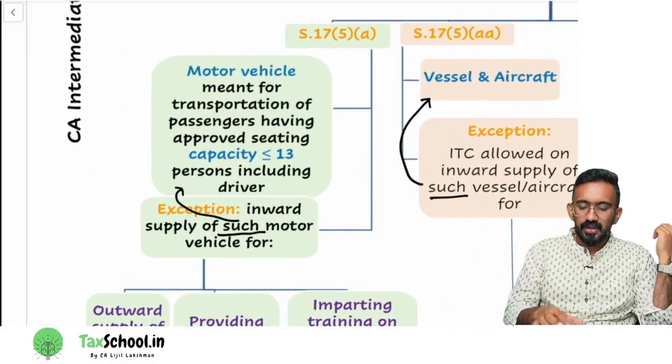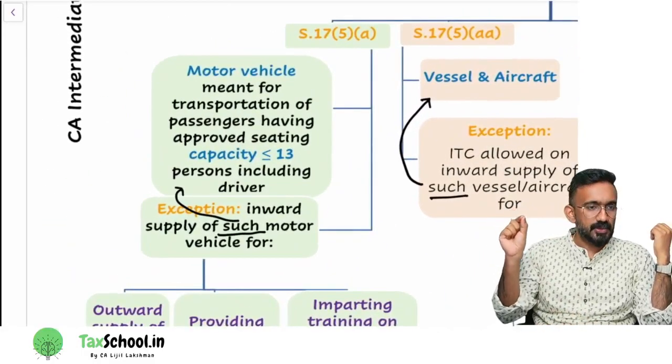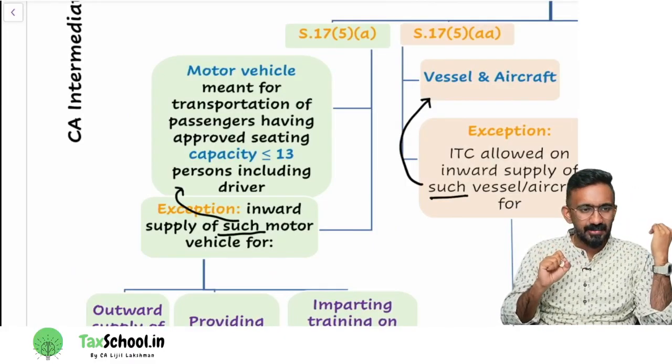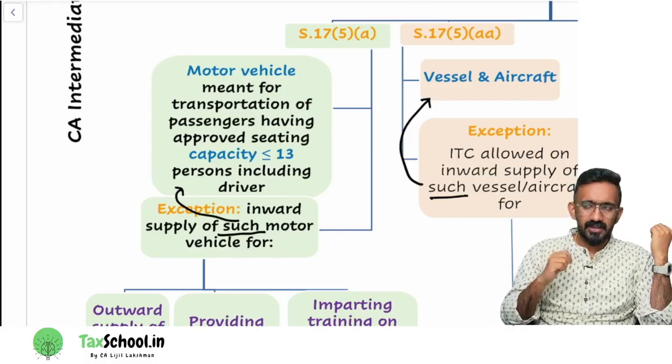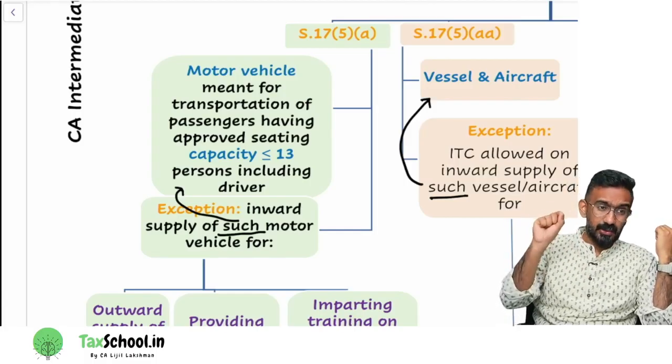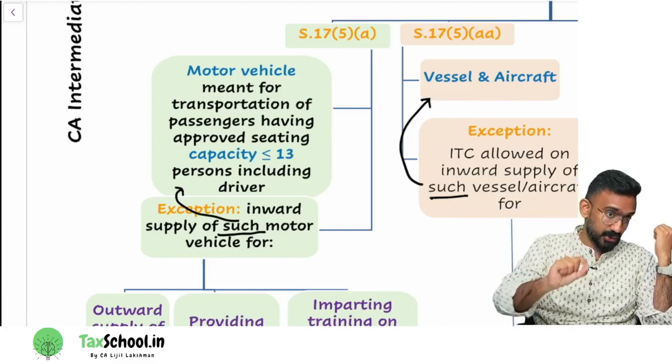17(5)(a) says motor vehicles meant for transportation of persons, which means what vehicle am I talking about? Passenger vehicle. If the approved seating capacity is less than or equal to 13 persons including the driver, it is a blocked credit.